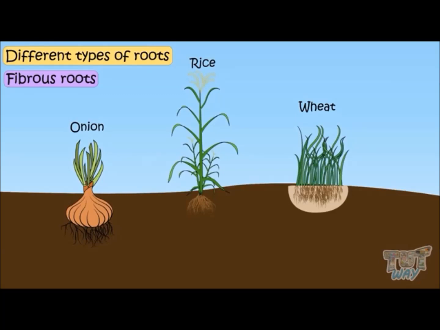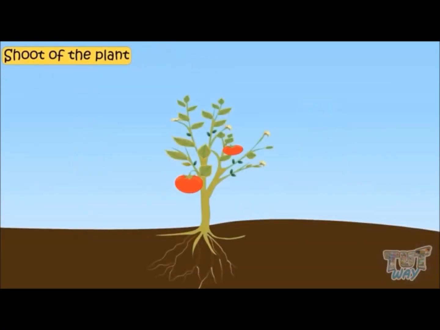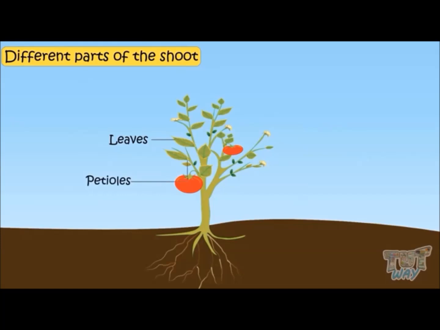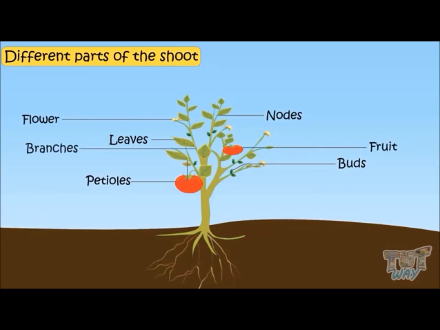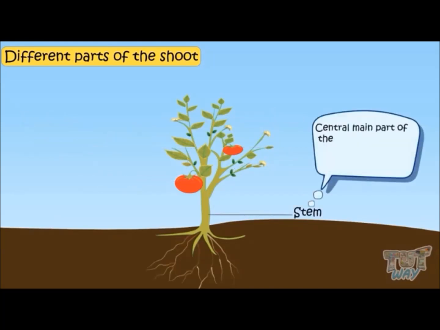Now let's learn about the shoot of the plant. The part of the plant that grows above the ground is called the shoot. Now let's see different parts of the shoot. Leaves, petioles, nodes, buds, flowers, fruits, and branches are all different parts of the shoot, and each part plays a different role. The stem is the central main part of the plant. It holds the plant upright.